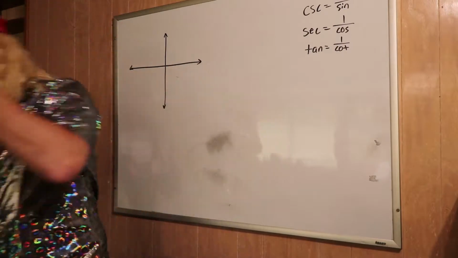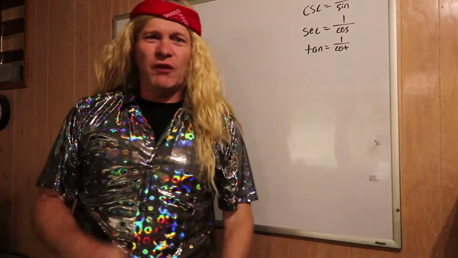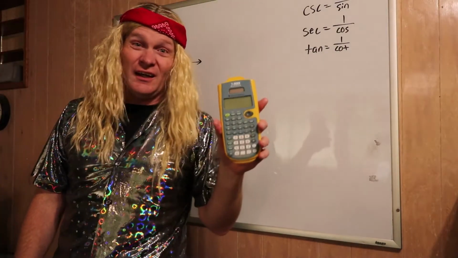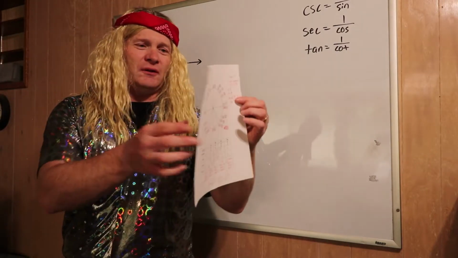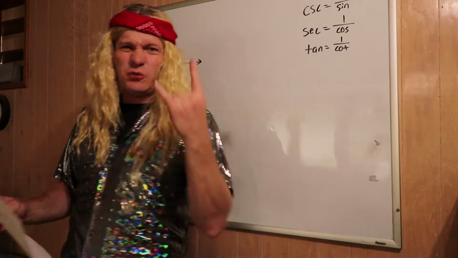Mr. Young asked me to come out and teach you guys how to find trigonometric functions for any angle. So you guys are going to need a couple different things. You're going to need a calculator if you got one, which will come in handy. Most importantly, you need your unit circle and those two special triangles from last week.